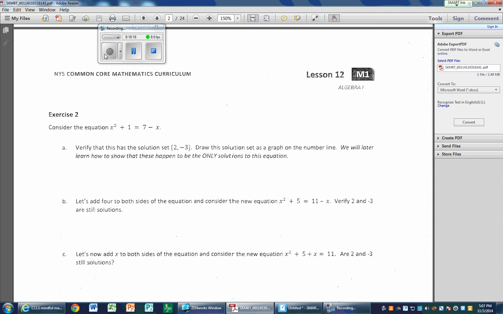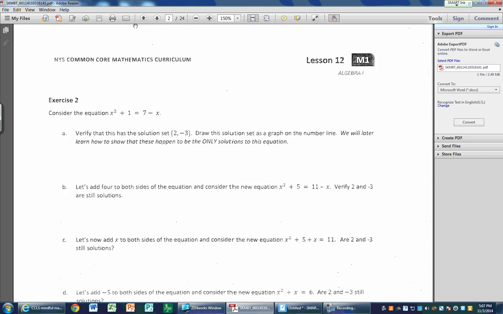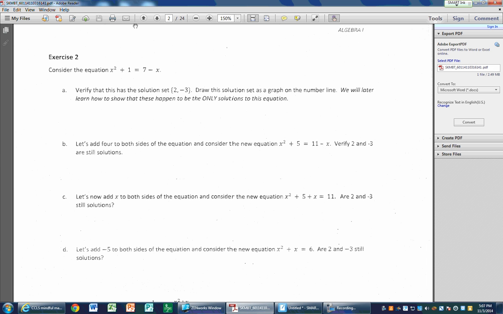So now we're on the next page. Consider the equation x squared plus 1 equals 7 minus x. Verify that this has a solution set of 2, negative 3. Now notice that there's only one variable, x, and notice that these are not in parentheses. They are braces. So what that means is that you can substitute 2 in for both x's, not one x. You don't substitute 2 in for one of them and negative 3 in for the other. No, 2 has to go in for both of them.